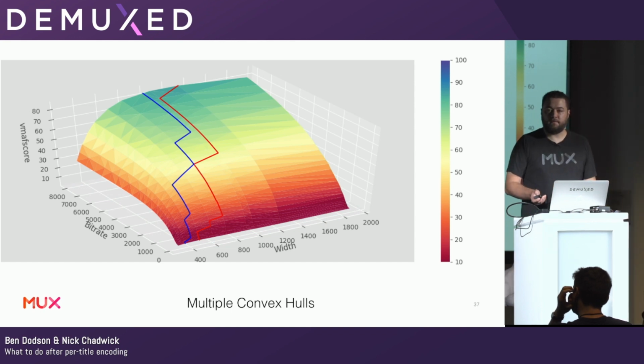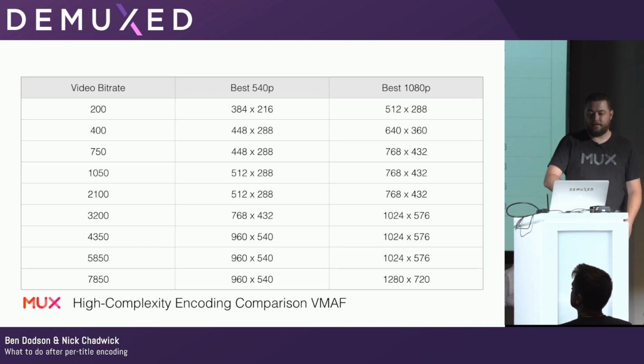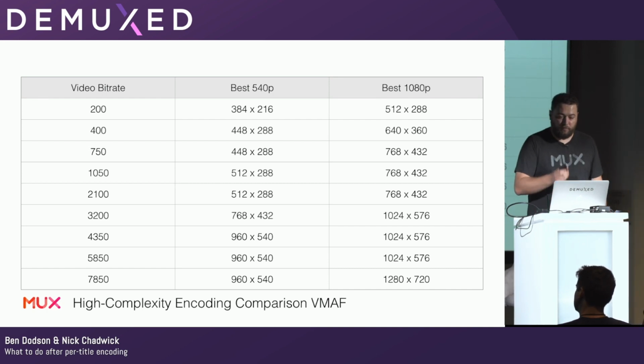We have two curves that no longer agree with each other. This is kind of a fundamental problem when trying to use per title optimization. And there are essentially only two solutions you can do. The first, here's a chart breaking down how at each bit rate, the best 540p and the best 1080p rarely agree.